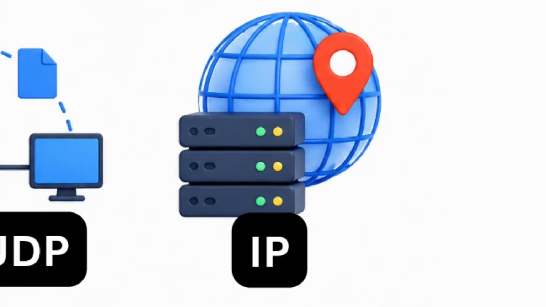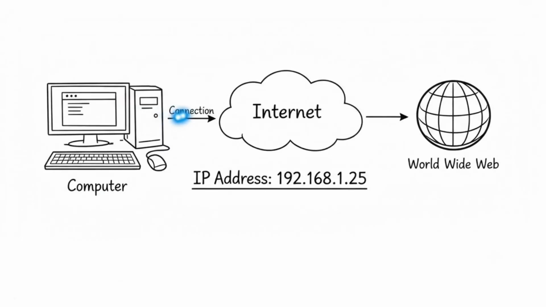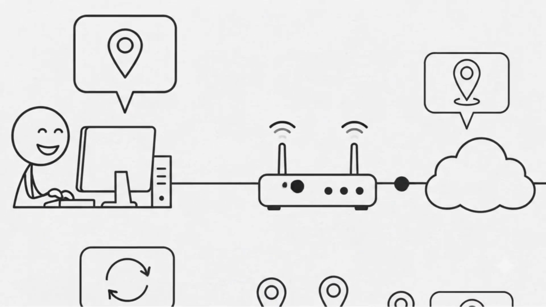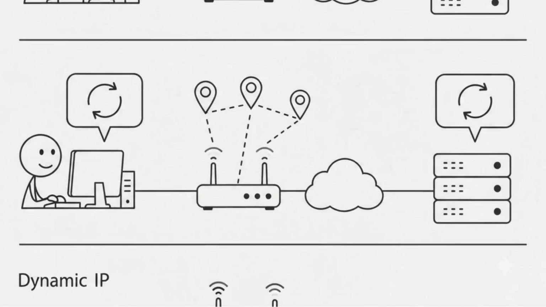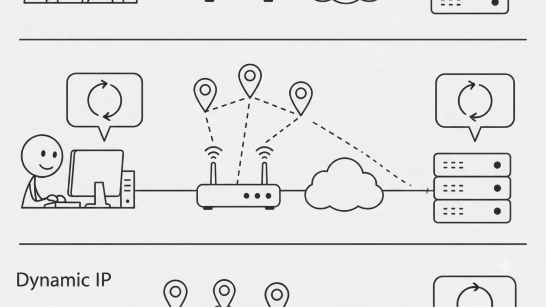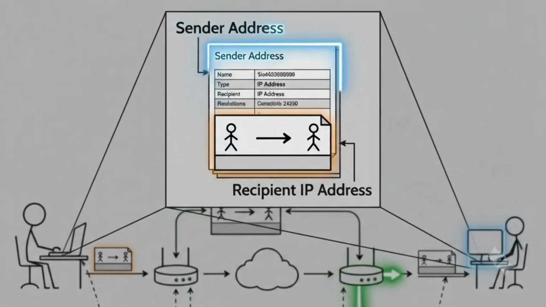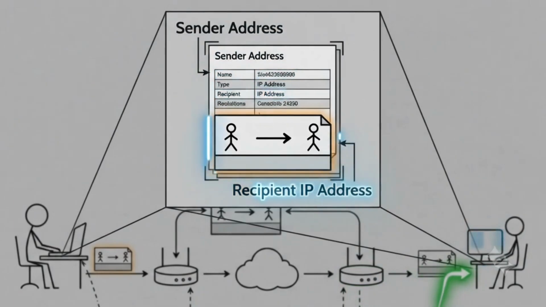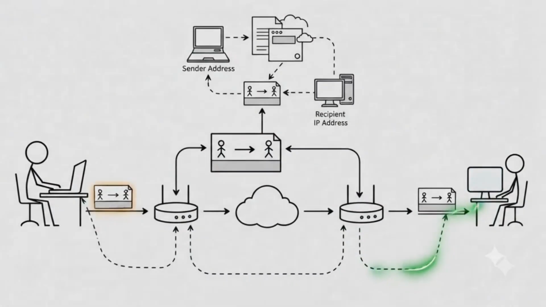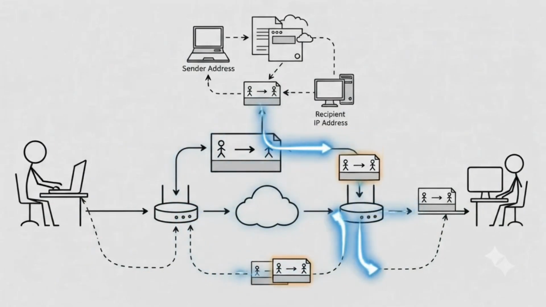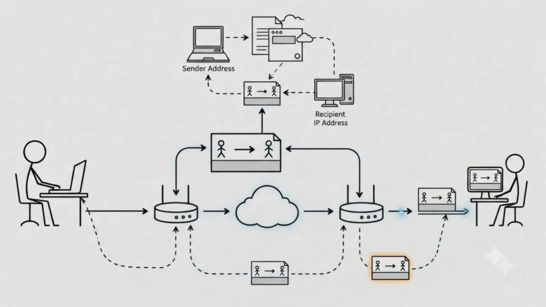3. IP is the addressing protocol of the internet. Every device connected to the internet has an address called an IP address. This address can be static or change. The function of IP is to determine the destination of data. When you send data, it is encapsulated inside a packet containing the sender's address and the recipient's address, the target IP. Then it is routed through the network until it reaches the correct location.